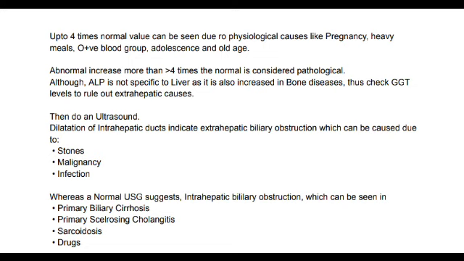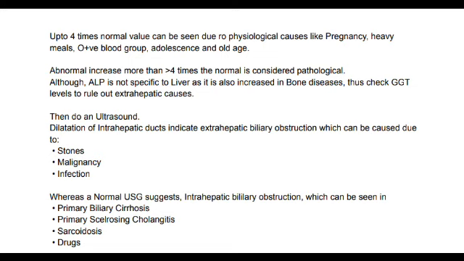So although the ALP is not specific to liver, as it is also seen in bone diseases like Paget's disease of the bone, we have to also see the GGT levels to rule out the other extrahepatic causes, as GGT is specific to liver. So after that we have to do an ultrasound.